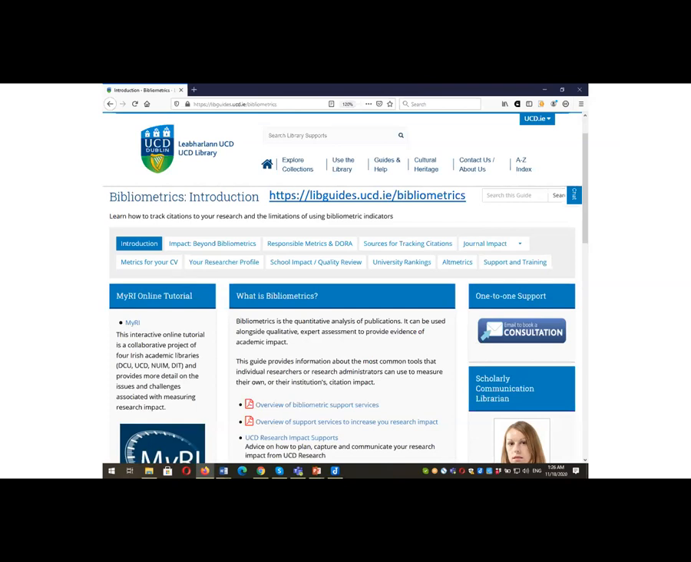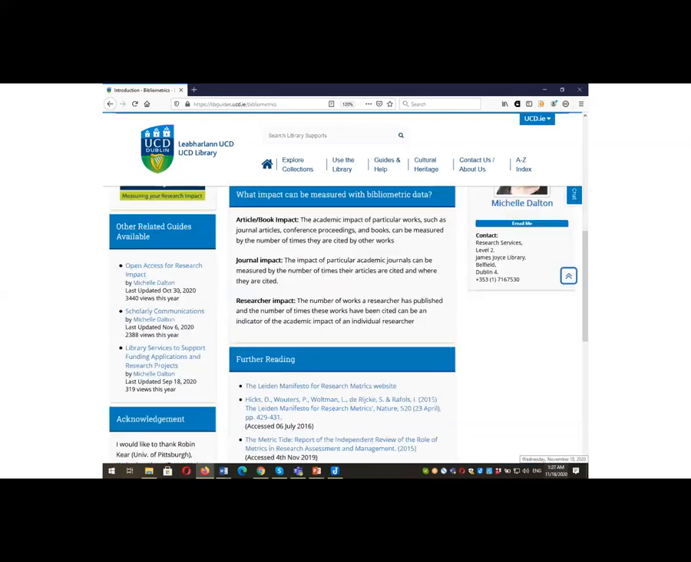And then it provides some other information: how to go beyond the bibliometrics, what are responsible metrics, what are sources for tracking citations. If someone wants to know about journal impact, then there is a specific section, metrics for CV, research profile, how to measure impact of faculties or schools, some resources on university rankings, altmetrics support and training. So we don't really have time to go into details into different types of tools, but if you're interested in tools, then they are all here under this link.